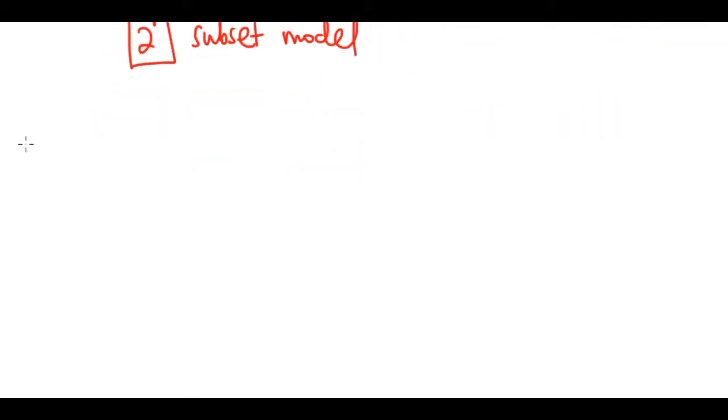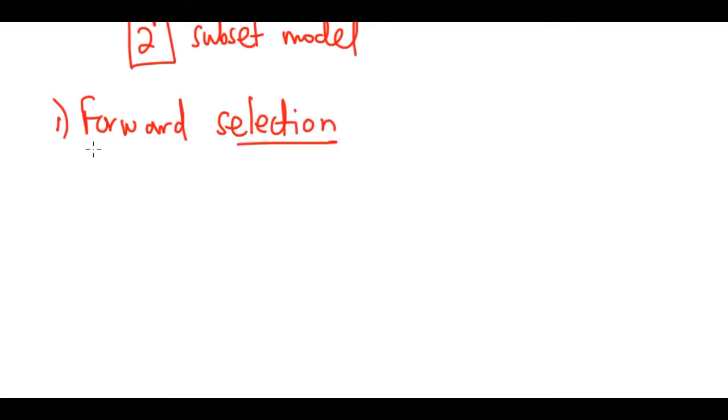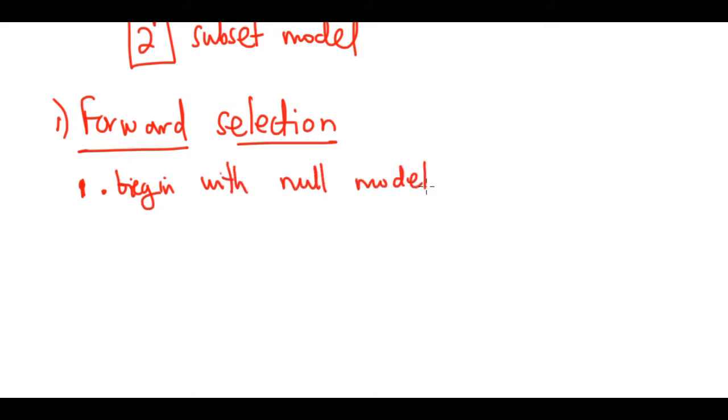So there are 2 ways of doing that. You can do what is called forward selection. So what forward selection does is, step number 1, begin with the null model. So it's y is equal to beta naught, right? That's all you have. And then step number 2, you're going to fit p simple linear regressions, right? You're going to take each variable, for x1, so fit p simple linear regression models.